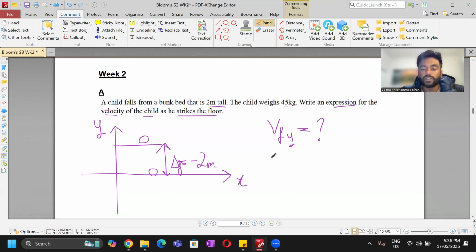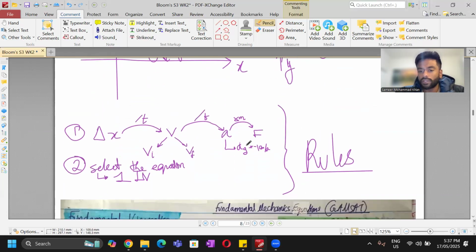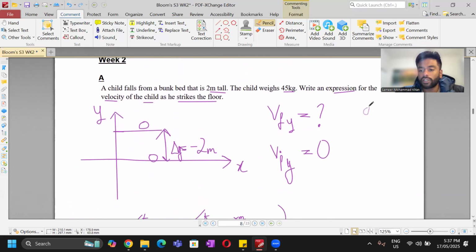So what other information can we elicit? The other information is the initial velocity of the child in the y plane, right? How much should that be? So VIY, the initial velocity of the child, should be 0 because when the child is on top of the bed, he's not jumping up and down. He might be tossing left and right, but the initial velocity in the y plane is 0, right? And what is the other assumed information you must always consider? That acceleration due to gravity is -10, okay? So acceleration in the y-axis is -10.